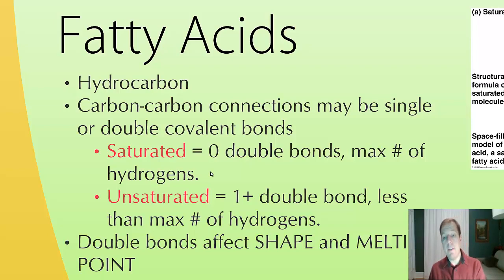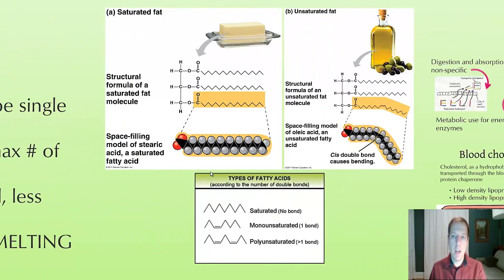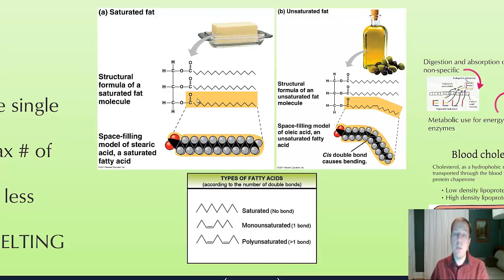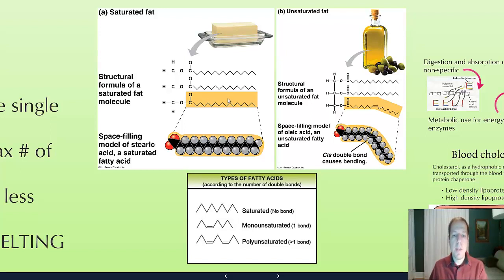The presence of these double bonds affects the shape and the melting point of the acids. On the left side, you can notice here saturated fats. They have no double bonds between carbons. Notice there is a double bond between the carbon and the oxygen, which was at the carboxyl end of the original fatty acid before it was combined to the glycerol. The presence of that double bond doesn't affect this distinction between saturated and unsaturated fats, because we're really referring only to the number of double bonds between carbons.